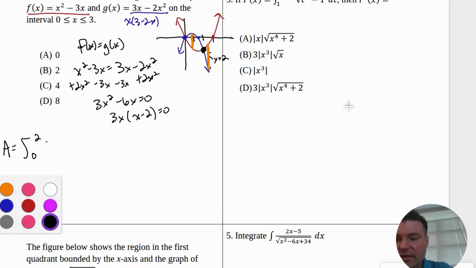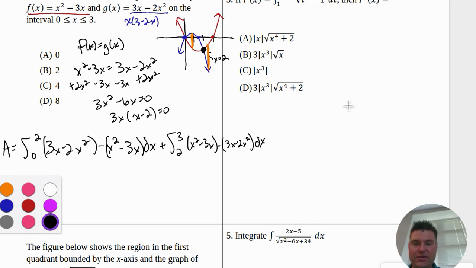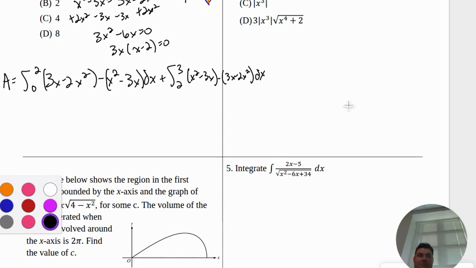which is going to be 3x minus 2x squared minus x squared minus 3x in parentheses dx, plus integrate from 2 to 3, and now this is when red's on top. This is going to be x squared minus 3x minus 3x minus 2x squared. All right, so I don't want to make this video too long. So pretty much here's the setup right here.